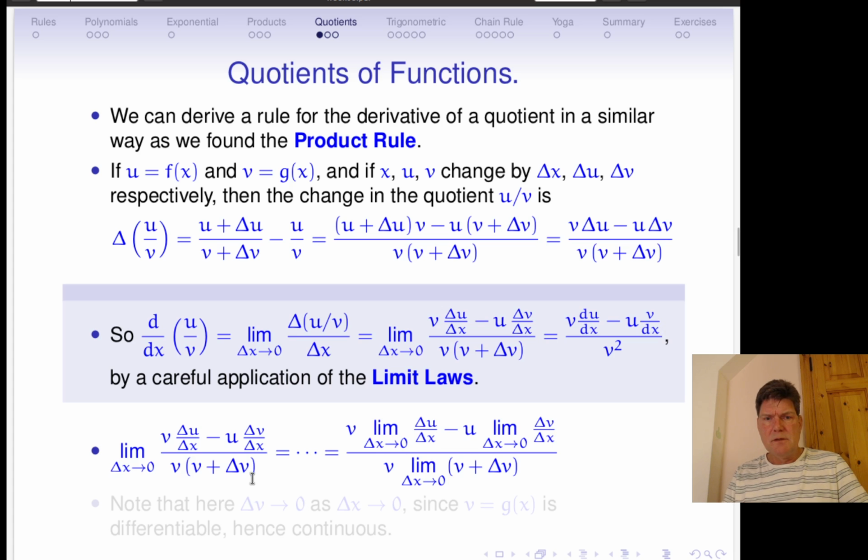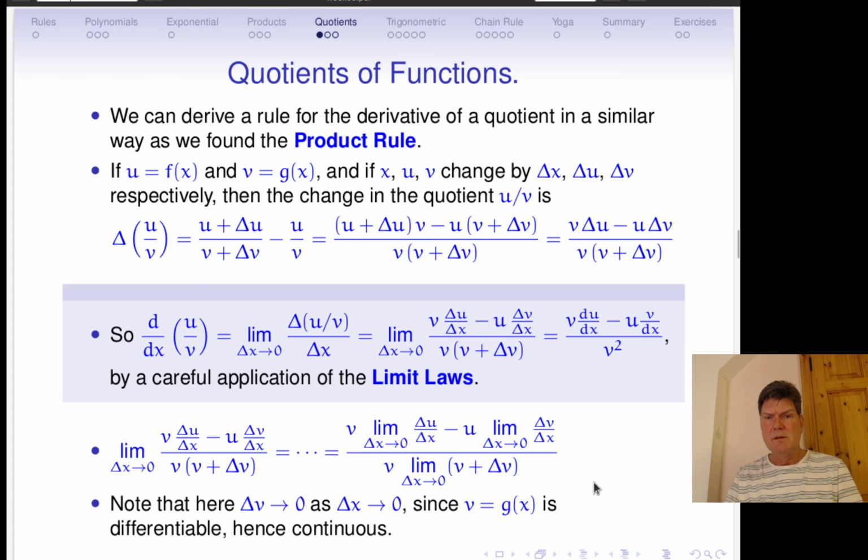And here the result of the application of the limit laws is illustrated, and the limit of this quotient becomes a quotient of expressions which involve the limit of delta x going to 0 in various places. That's the application of the limit laws, which is a nice exercise if you want to go through this by hand.